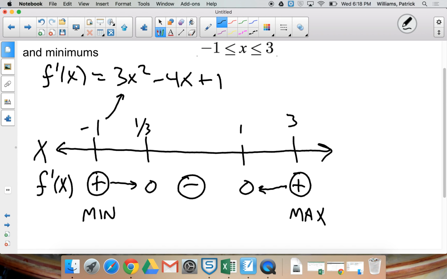So now when we have a derivative go positive, 0, negative, that's a maximum. And when the derivative goes negative, 0, positive, that's a minimum. So there we go. We solved all of them right there.